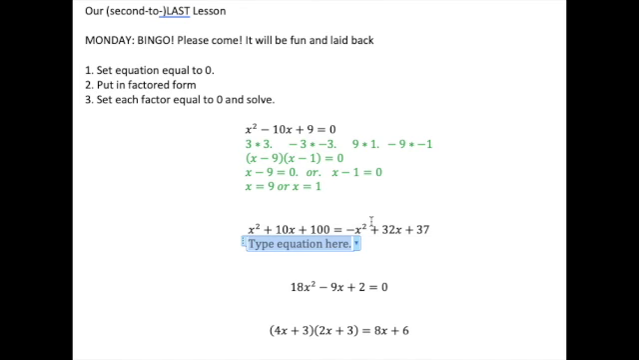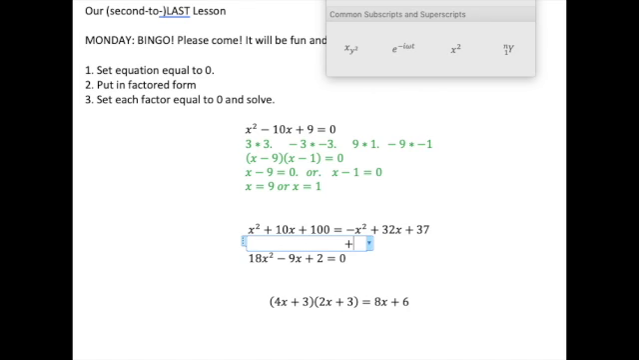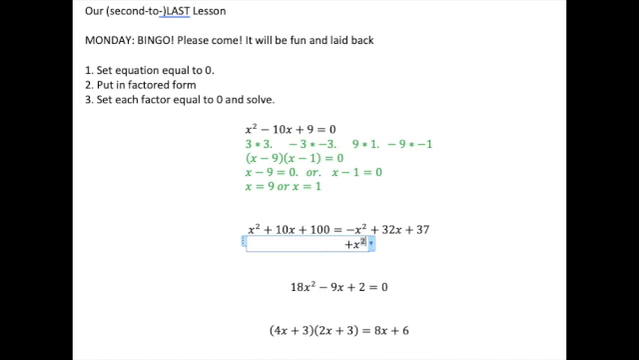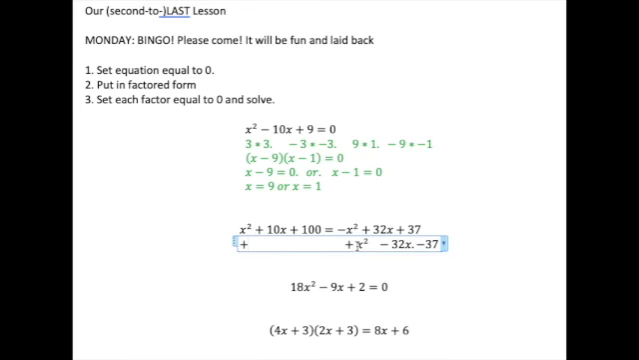Because what we're going to do is we're going to try to put all the stuff on one side of the equation. We're going to set one side equal to 0 and just put all this stuff over to the left. So I'm going to go ahead and say, way over on the right, I'm going to add x squared. And then I'm going to subtract 32x and I'm going to subtract 37. So what I do to one side, I'm going to do to the other. So over here, I'm going to add an x squared.